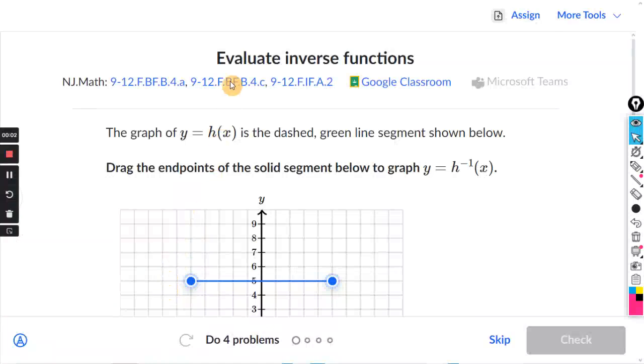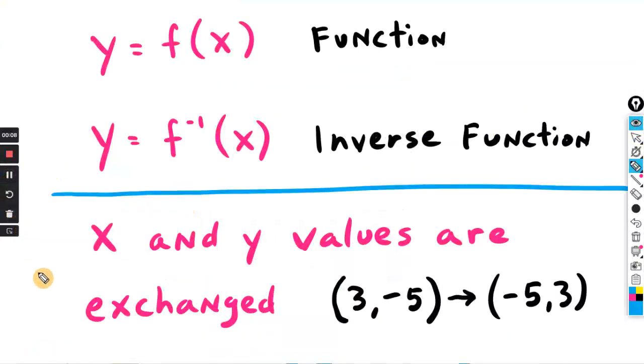This will be for the exercise, evaluate inverse functions. All right, some notes before we begin. Let's say you have a function, y equals f of x. The way you would designate the inverse function is like so. Okay, this is y equals inverse f of x.